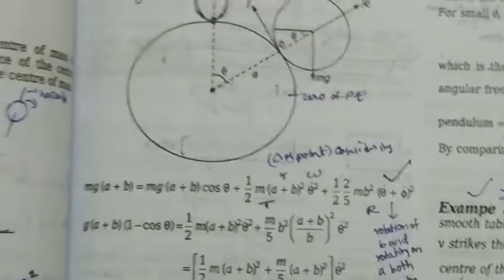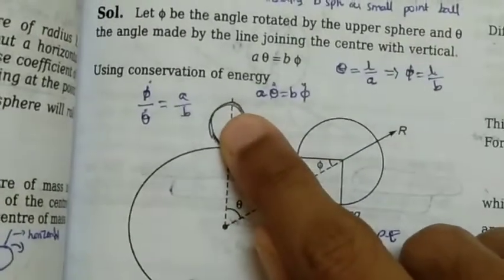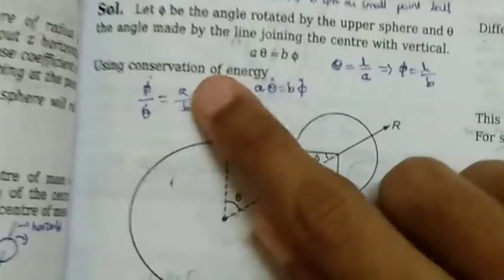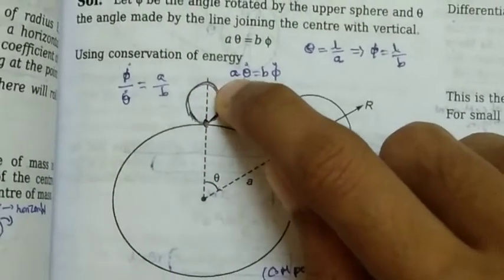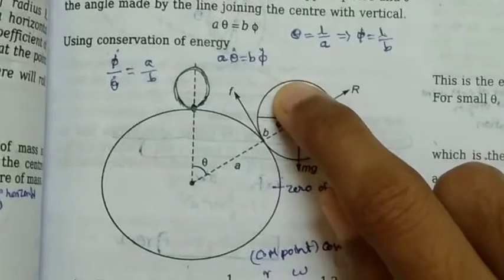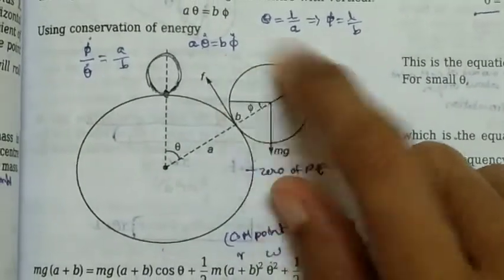So by using the law of conservation of energy, consider the potential energy of the sphere when it is at this point. When the sphere is at this point, it has only potential energy. As it starts rolling down, it would have potential energy, translational kinetic energy, and rotational kinetic energy. So that one we would discuss here.